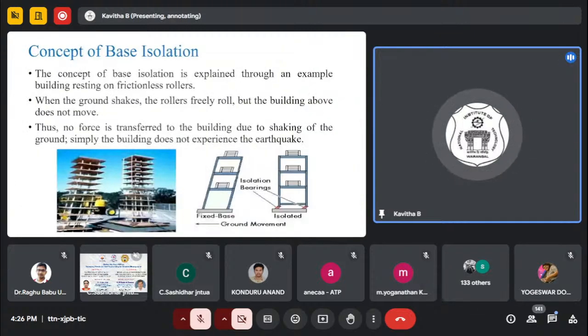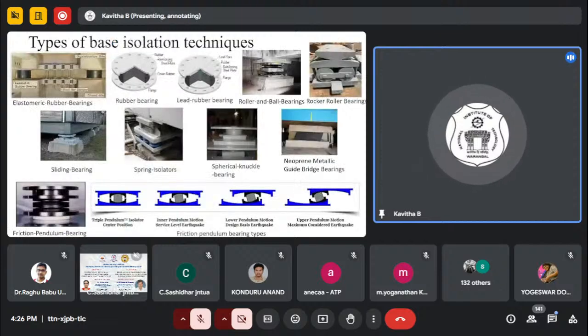One more thing is base isolation. Base isolation has a few disadvantages: it cannot be installed for high-storey buildings, for example skyscrapers, because of the frequency. But if it is a medium-storey building, one can go for base isolation. Base isolators also one can buy from the industry and install. You can see the types. So this is another method to protect your system from seismic forces.